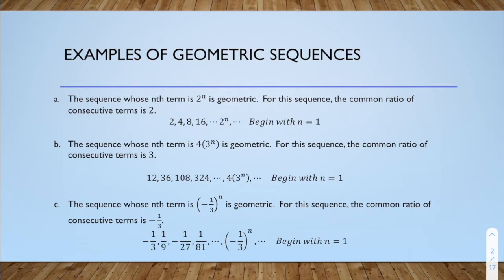Further, the sequence whose nth term is negative 1/3 raised to the nth power is geometric. For this sequence, the common ratio of the consecutive terms is negative 1/3. So watch how this one works. Negative 1/3 is the first term, and that happens because we begin with n equals 1, so negative 1/3 to the 1 power is negative 1/3. But when we multiply negative 1/3 times negative 1/3, negative times negative is positive, and we end up with 1/9. So the next term is going to be negative 1 over 27. And notice that we have this oscillation of the sign from negative to positive and so forth.